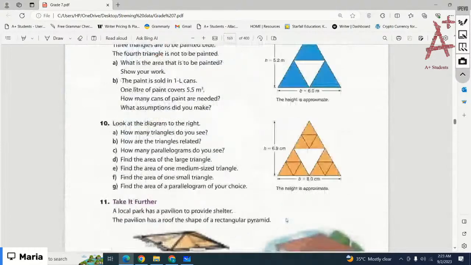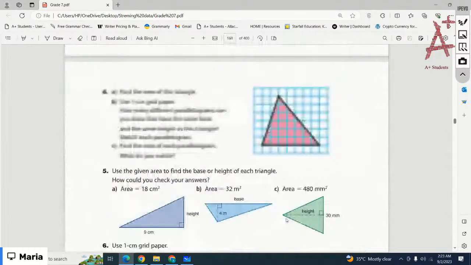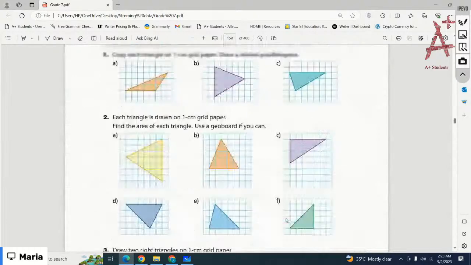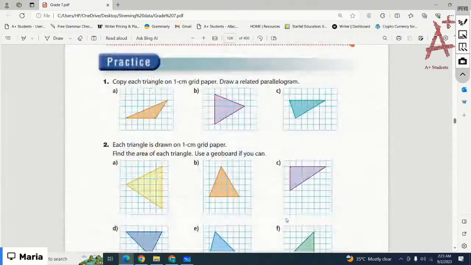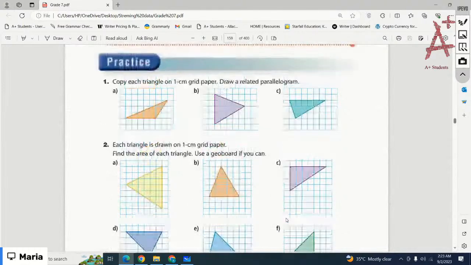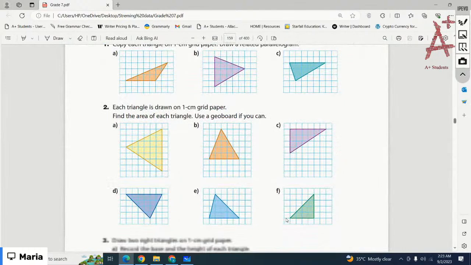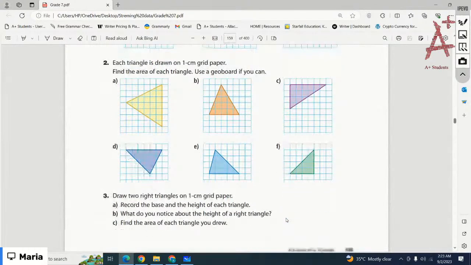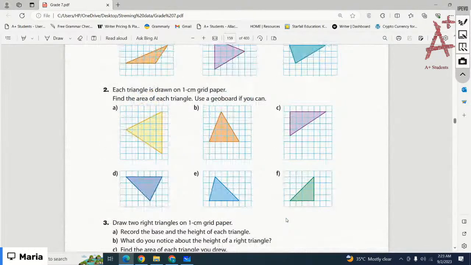Okay, let's start with the practice questions. Start with question number 1 and copy each triangle. You can do A1 and 2 yourself. Let's start with question number 2. Each triangle is drawn on a 1 centimeter grid. Find the area of each triangle. Use a geoboard if you can.